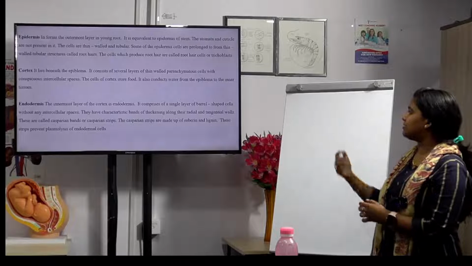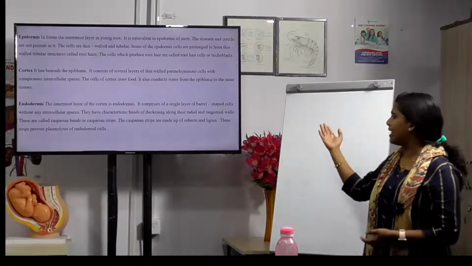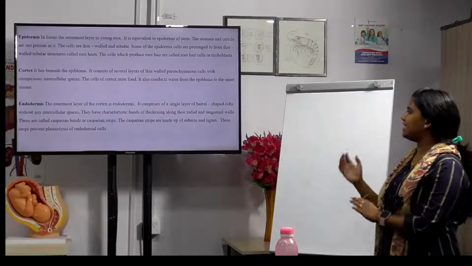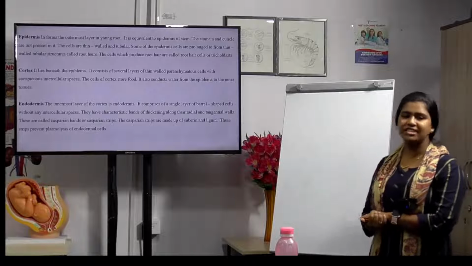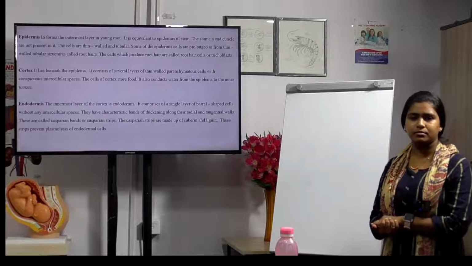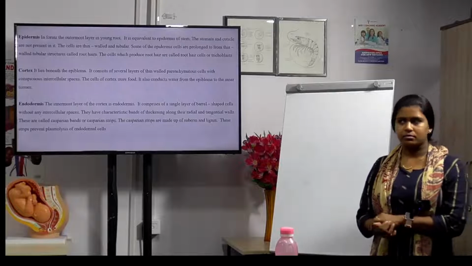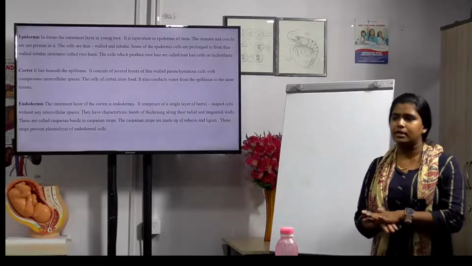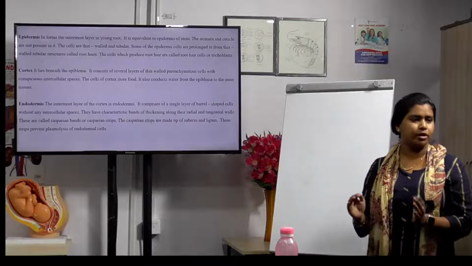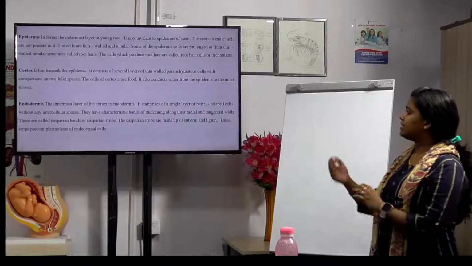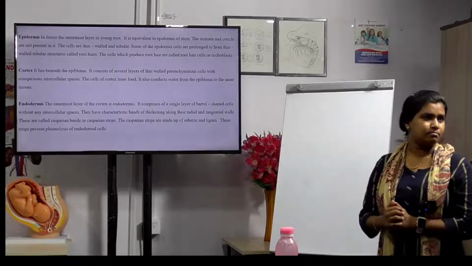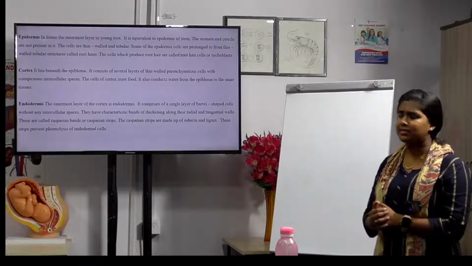And the endodermis is the innermost part of the cortex, and it comprises a single layer of barrel shaped cells without any spaces, but with characteristic thickening along their radial and tangential walls. And these are called Casparian bands. Okay, what are Casparian bands that we studied before? Casparian bands.